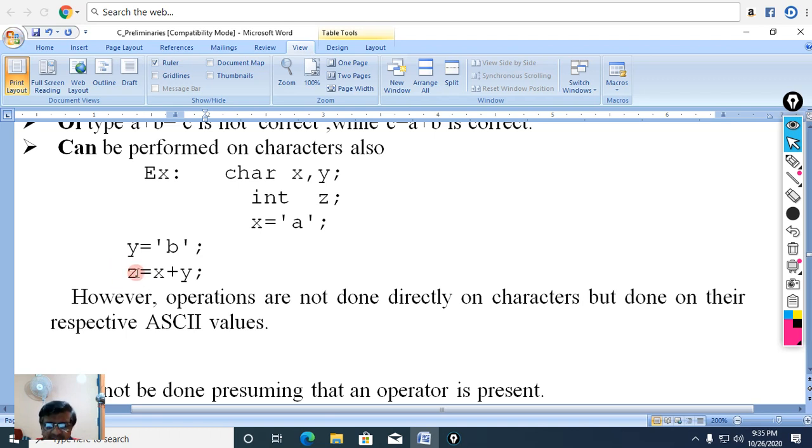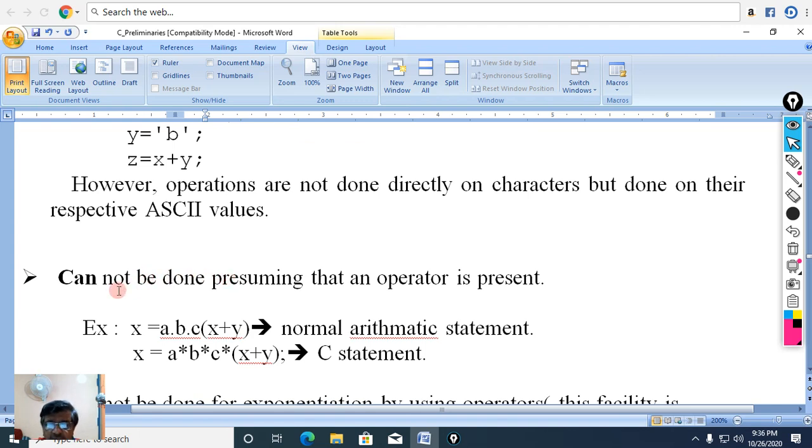You can print this character. If you print it by percentage d, you will get the integer value upon character addition, and if you print it as a character variable, then it will bring out the appropriate character that is designated by the ASCII value amounting to 95 plus 96.